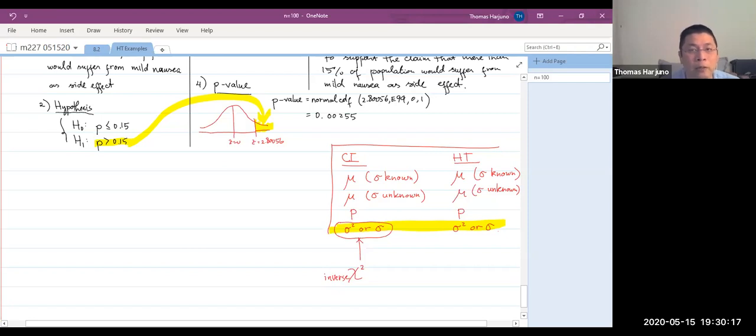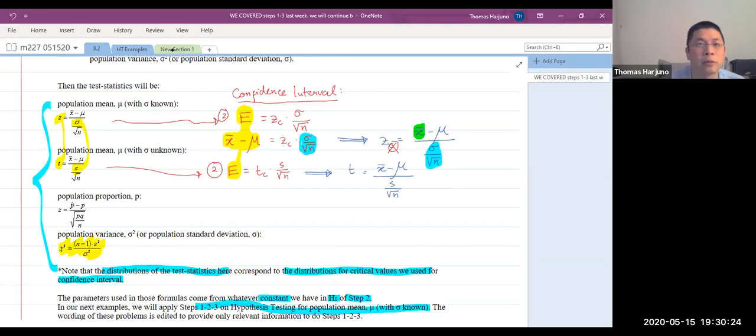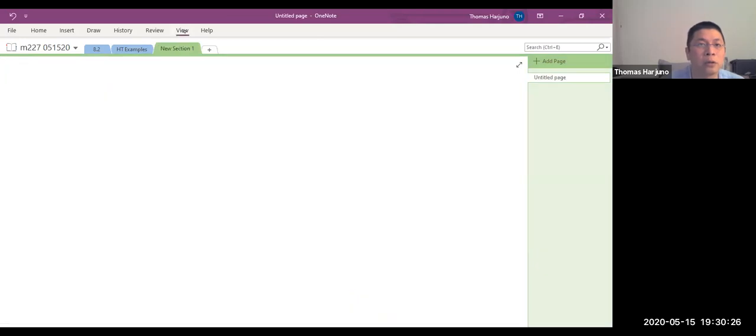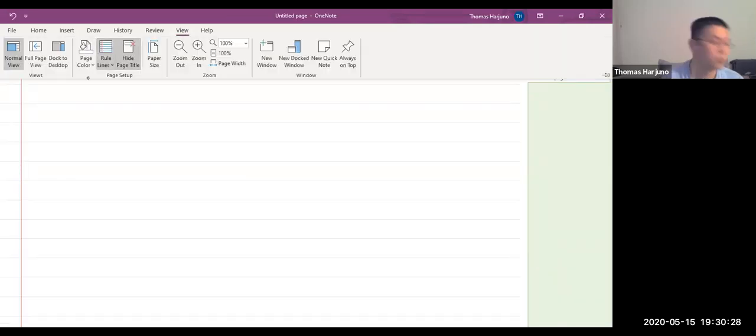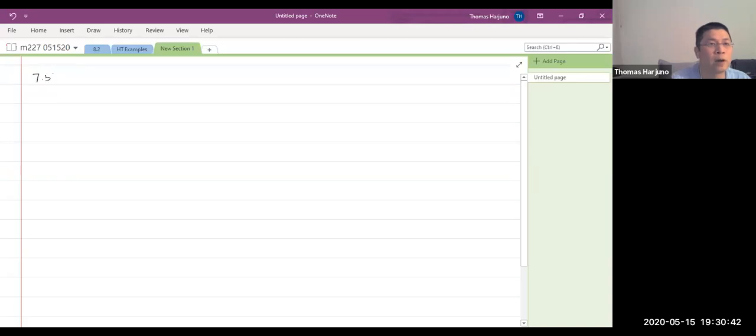Now let's go to a new section. Basically, we look back to, sorry, right there. That's from 7.5, not 7.6. From 7.5, confidence interval for sigma squared or sigma.